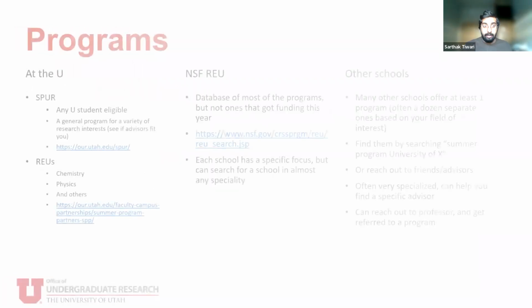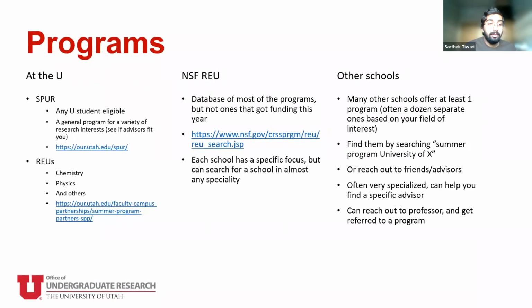And so a few types of programs that we have. At the U, the big one we have is SPUR. This is open to any student at the U and also students outside of the U. So it's a general program for many different research areas. And so what you can do is you can see a list of advisors on the website. The website is listed right there. If you go to that website, you can see all the different researchers there are. You can also see the projects that they have specifically planned for people. We also have some REUs on campus, specifically the chemistry and physics ones, but there are a few others at that link down there.